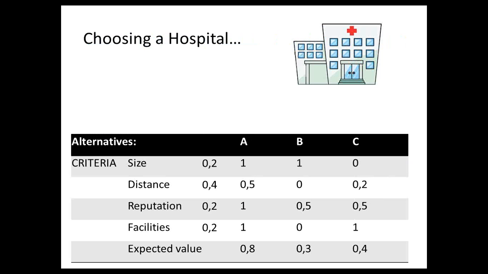When I do this for choosing my hospital example, I come up with an expected value of hospital A of 0.8, an expected value of hospital C of 0.4, and an expected value of 0.3 for hospital B. Which means that in terms of rank order, I prefer hospital A to hospital C, I prefer hospital C to hospital B, and I prefer hospital A to hospital B. And hospital A would be the hospital of my choice.